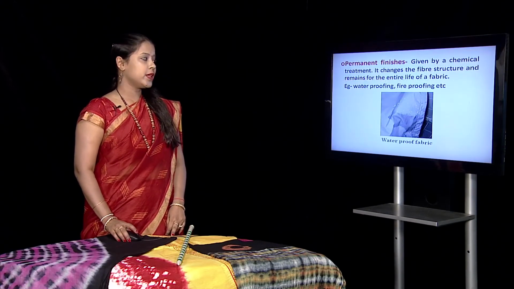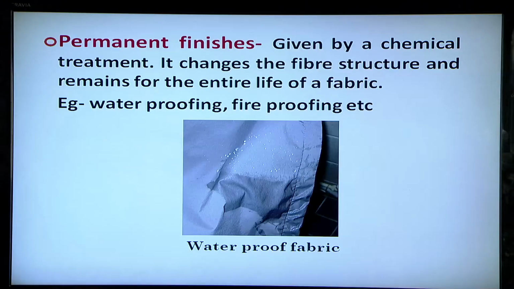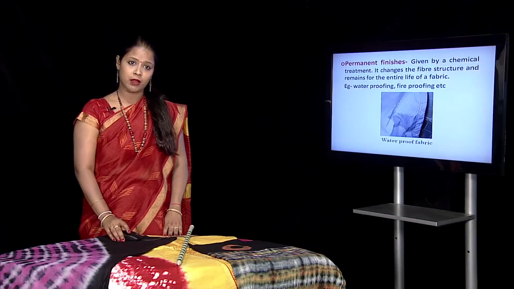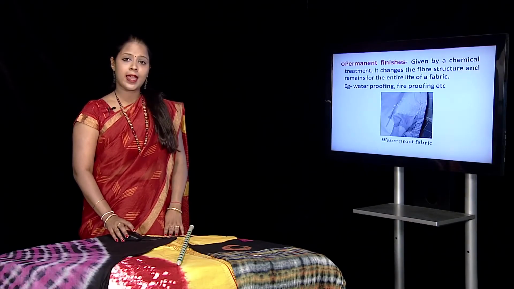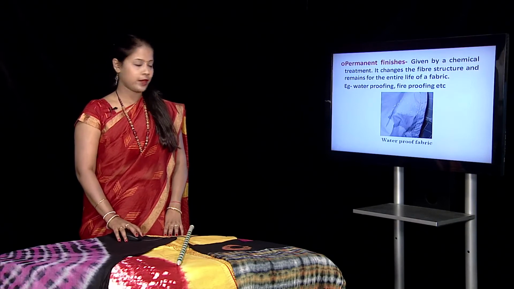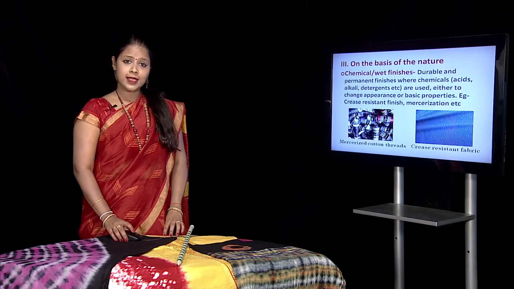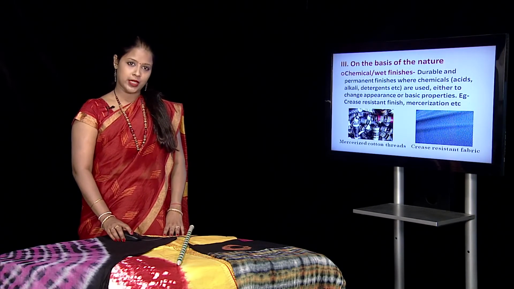The next are the permanent finishes, which are given by a chemical treatment. It changes the fiber structure and remains for the entire life of the fabric. The example being fireproof, waterproof finishes in which chemical is applied onto the fabric and enhances the properties of the fabric. The third categorization is on the basis of the nature.